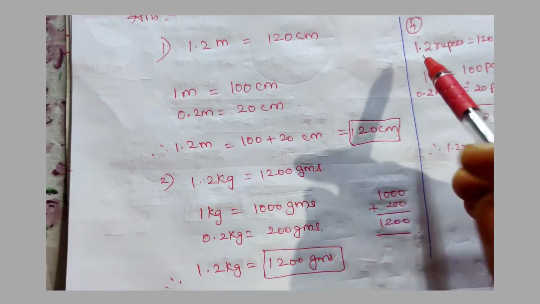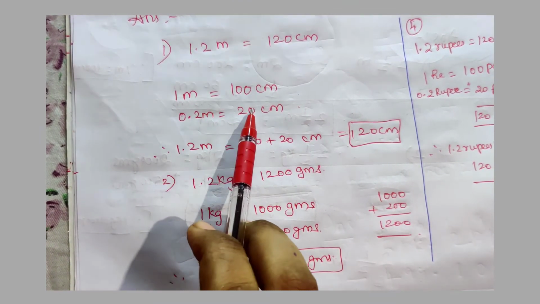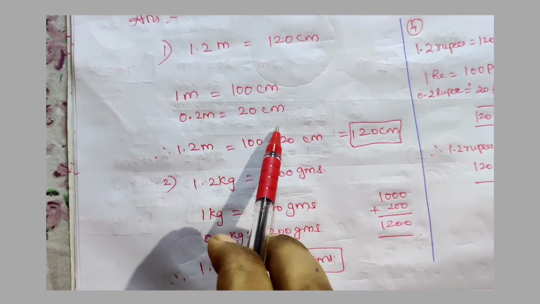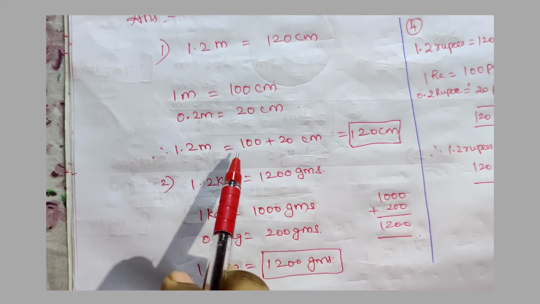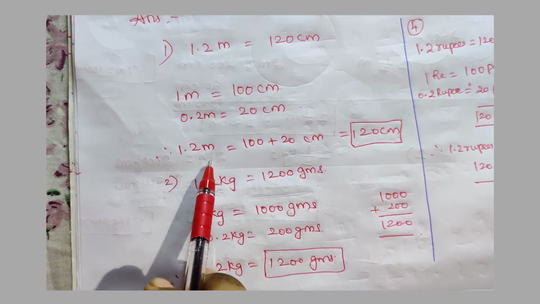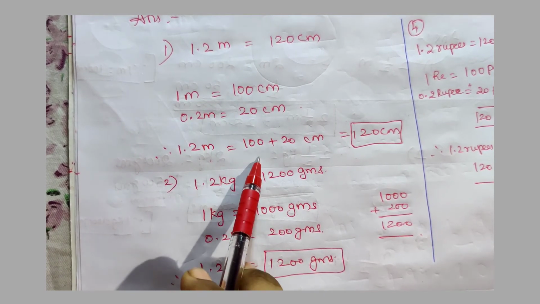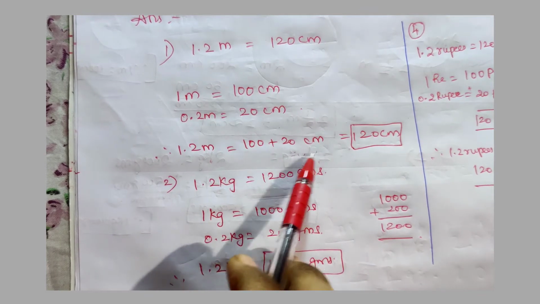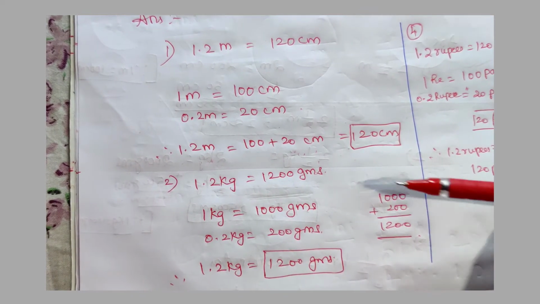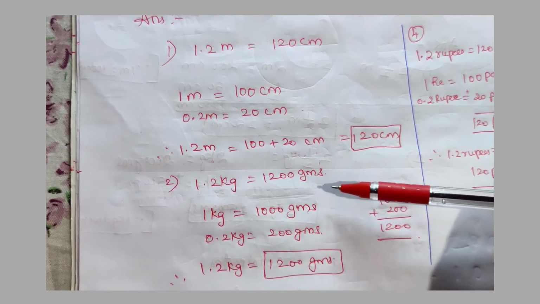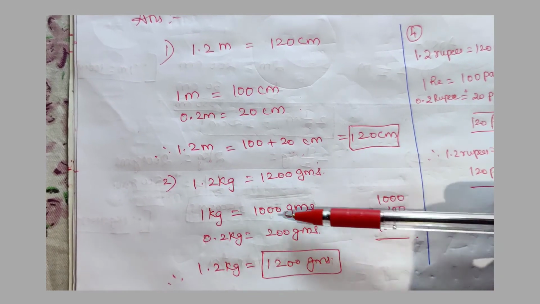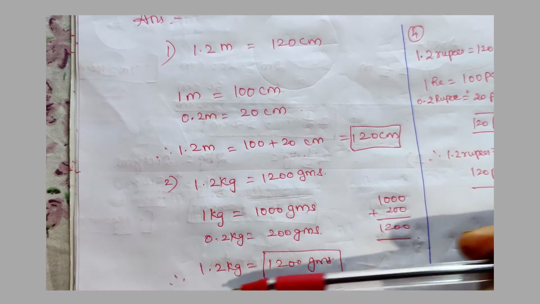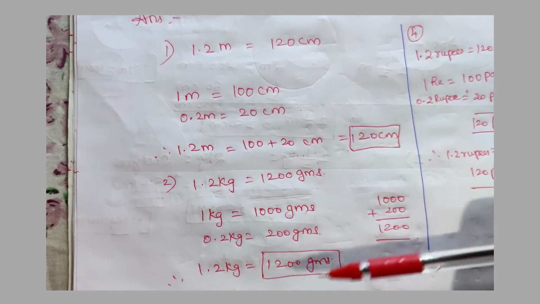1.2 meter is equal to 120 centimeter. 1 meter, I told, how much? 100 centimeter. 0.2 meter means 20 centimeter. So 1.2 meter means 120 centimeter. Next, 1.2 kg is equal to 1200 grams. Yes, 1 kg is 1000 grams, 0.2 kg is 200 grams, so 1.2 kg is 1200 grams. That is also correct.